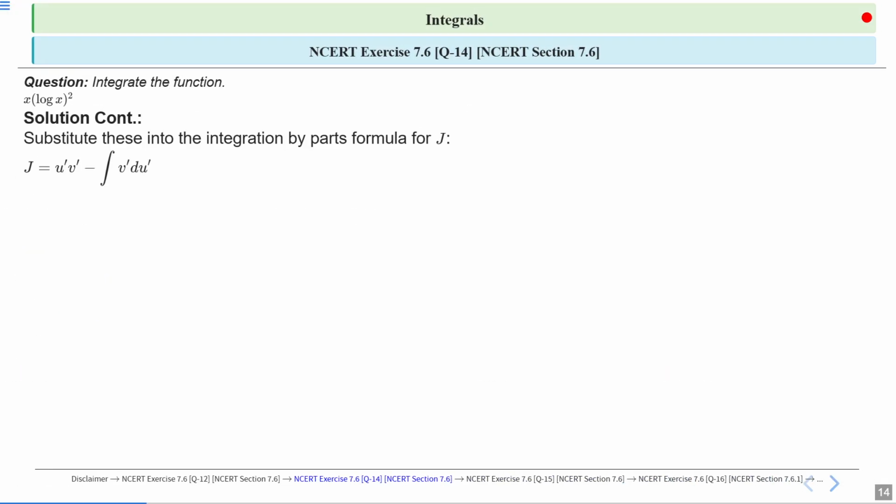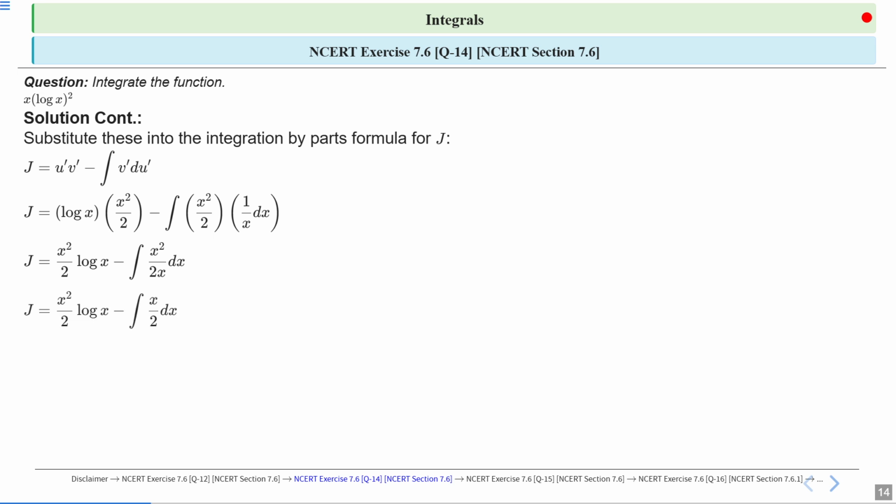Substitute this into the integration by parts formula. We get J is equal to log x, that is the value of u', times v', x square by 2, minus integration of x square by 2 and du' is 1 by x dx. Simplify the expression. We get x square by 2 log x minus integration of x square by 2x dx. x gets canceled out from numerator and denominator. So we get the first term minus integration of x by 2.